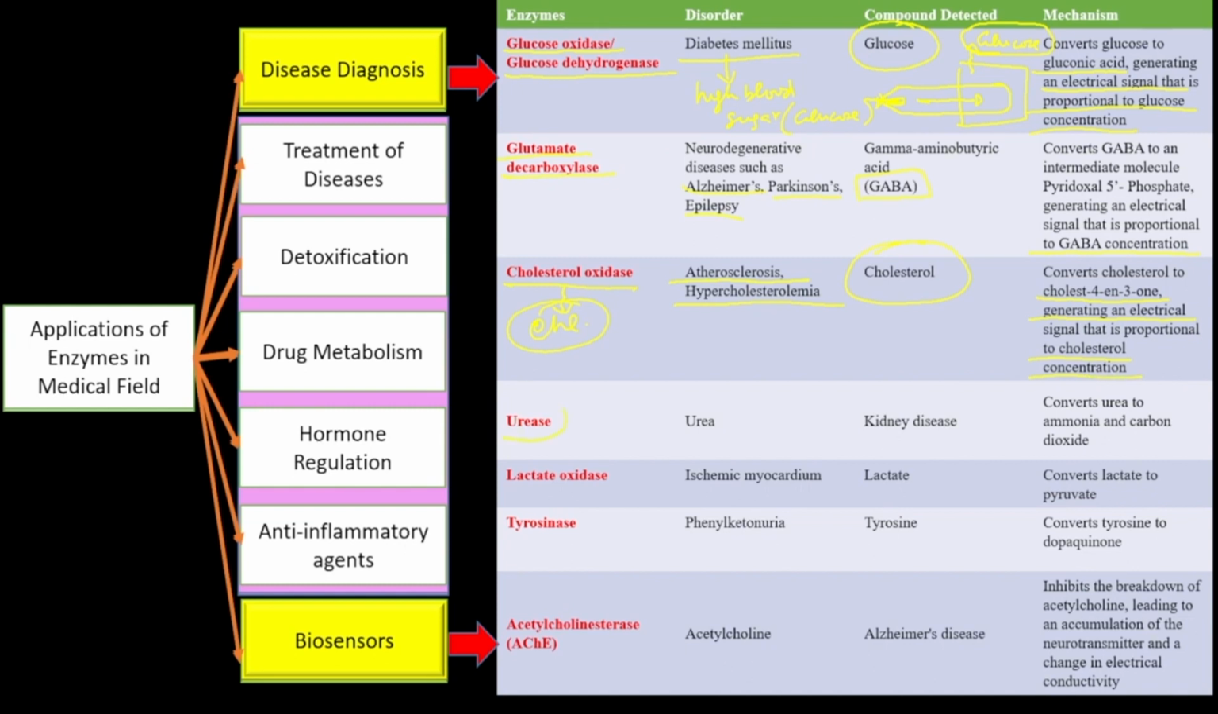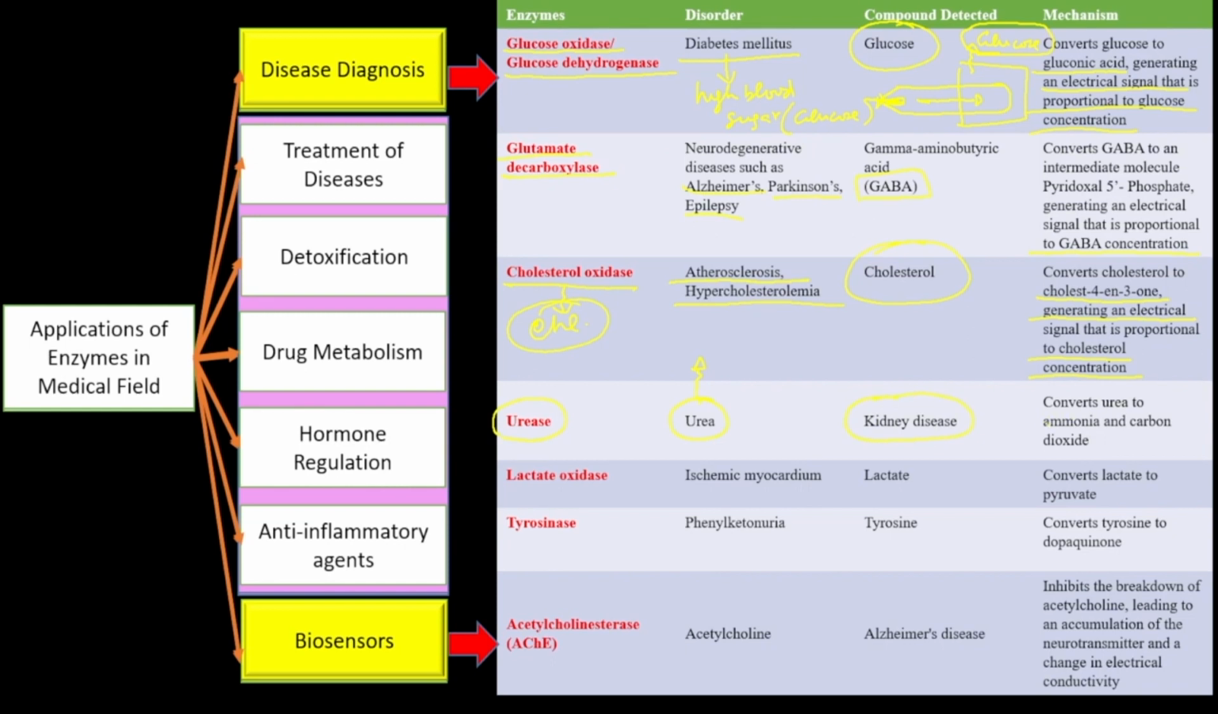Then we have urease, and urease is a very important enzyme. It is one of the very old enzymes isolated by scientists, and urease allows the detection of the compound called urea. When you have a high quantity of urea in the blood, it gives you an indication of kidney diseases.